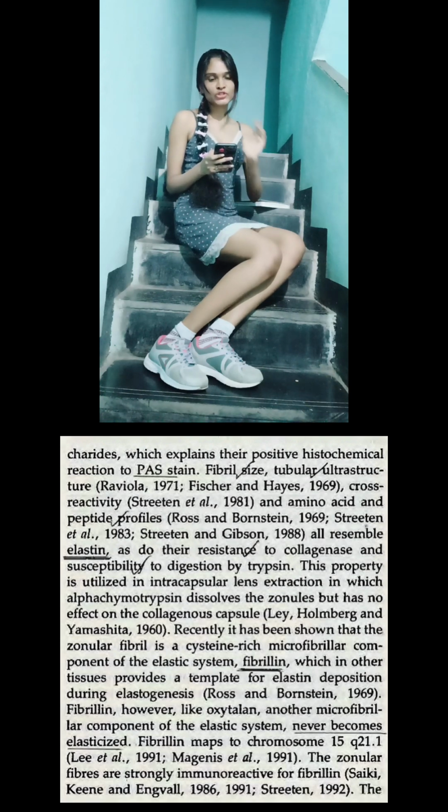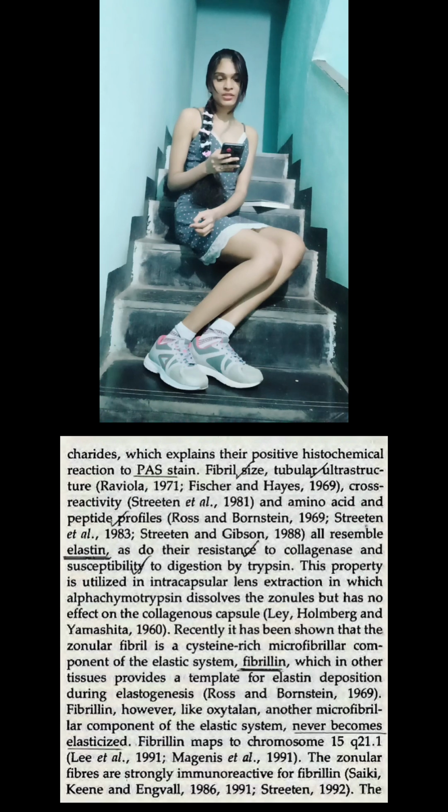Recently, it has been shown that the zonular fibril is a cysteine-rich monofibrillar component of the elastic system, fibrillin, which in other tissues provides a template for elastin deposition during elastogenesis. Fibrillin, however, like oxytalan, another microfibrillar component of the elastic system, never becomes elasticized. The zonular fibers are strongly immunoreactive for fibrillin.